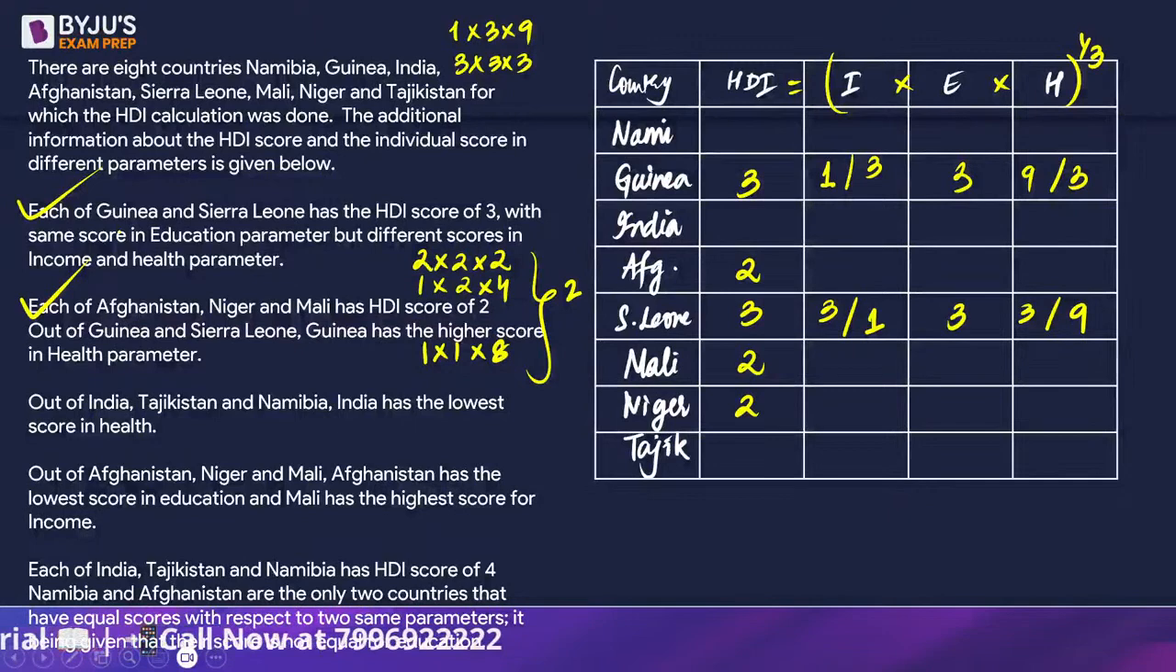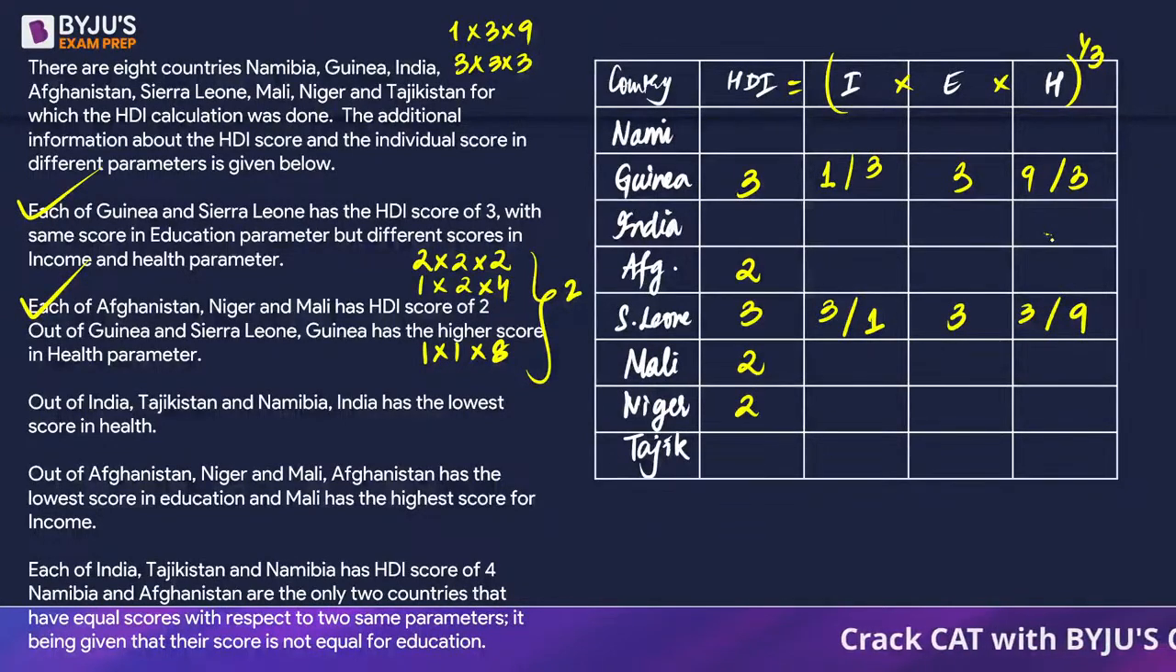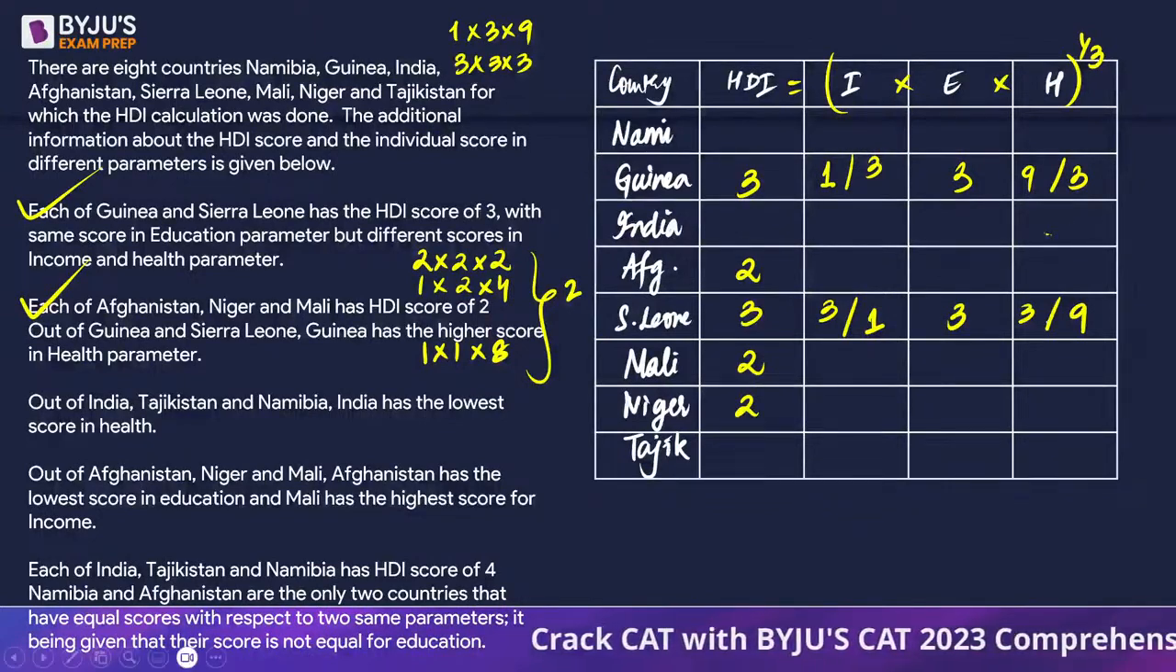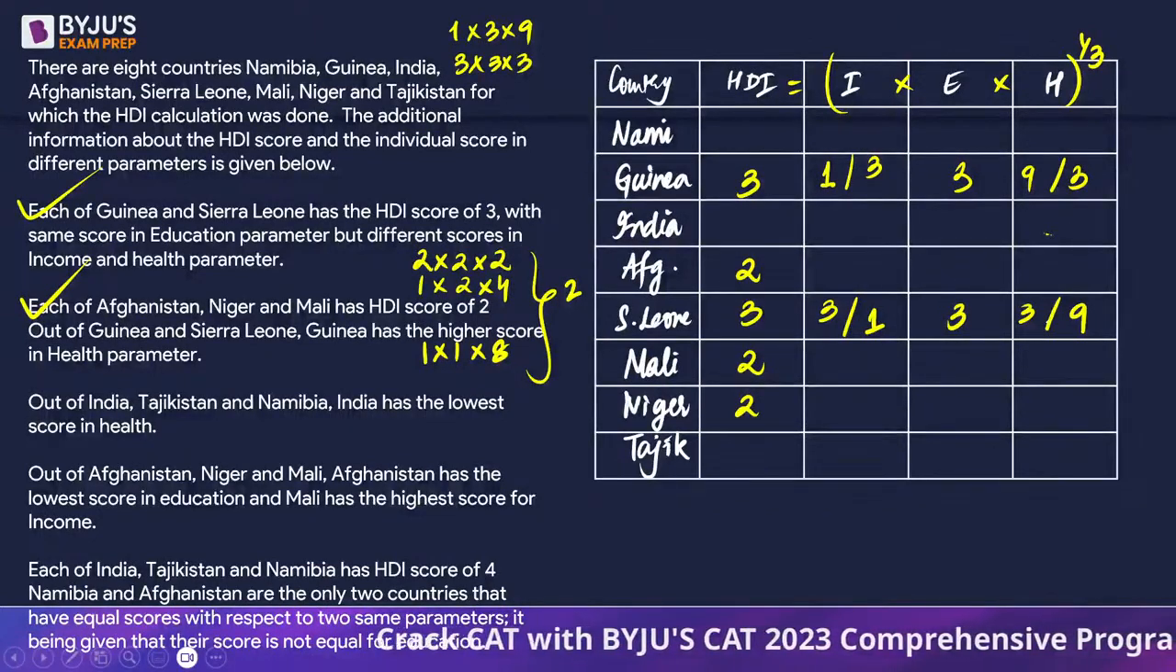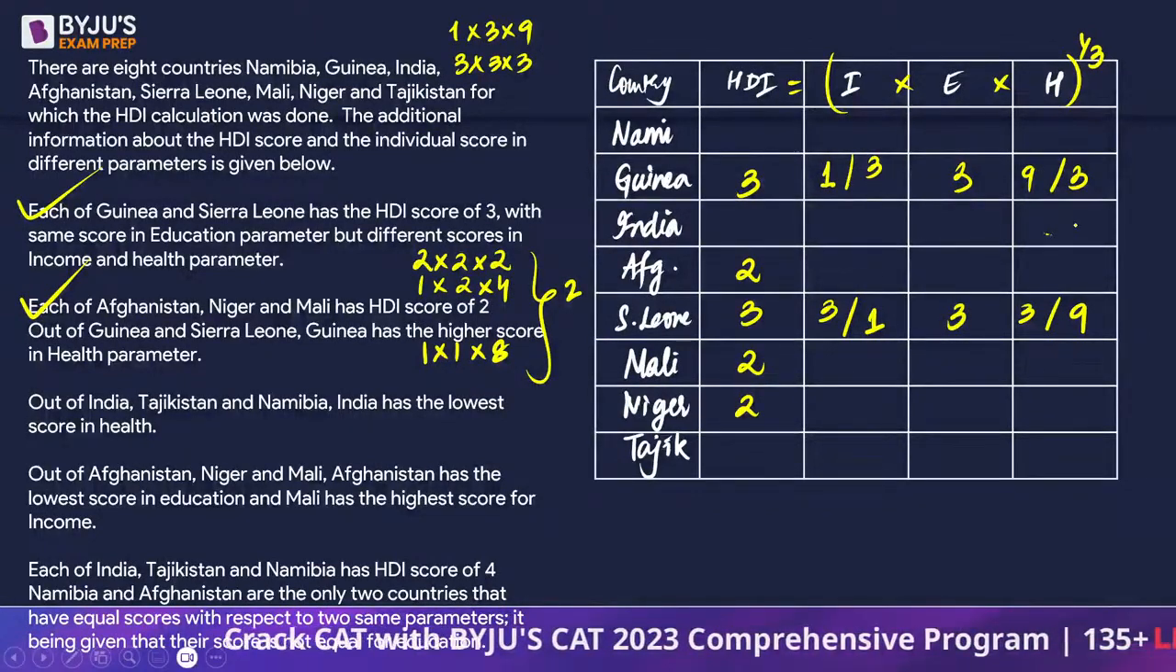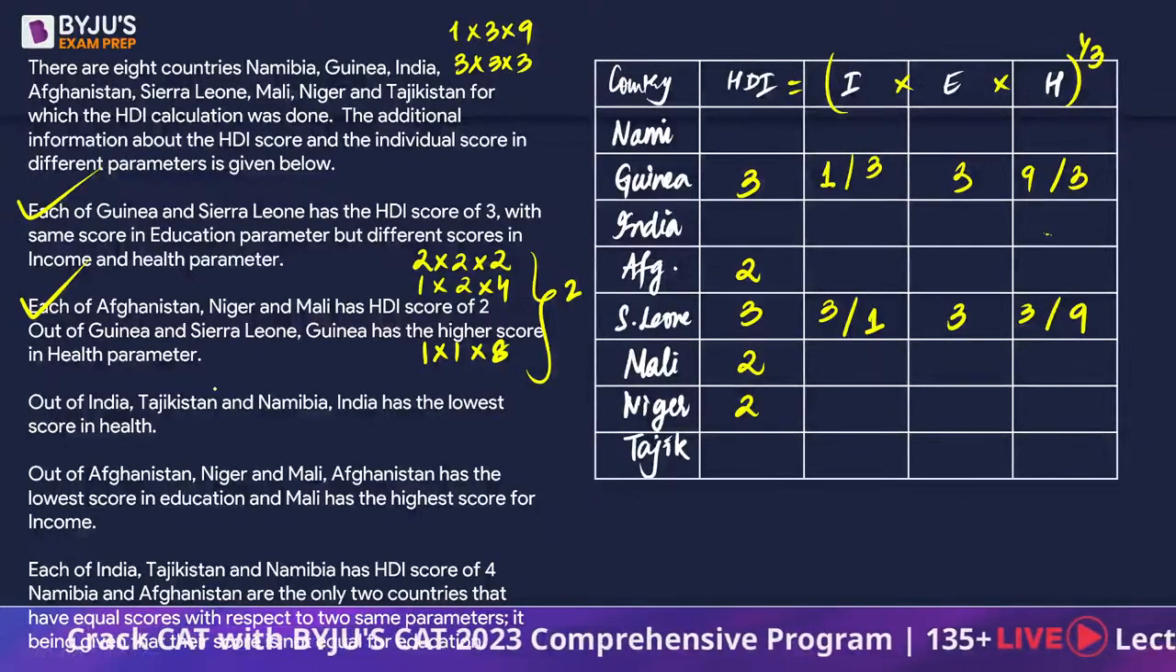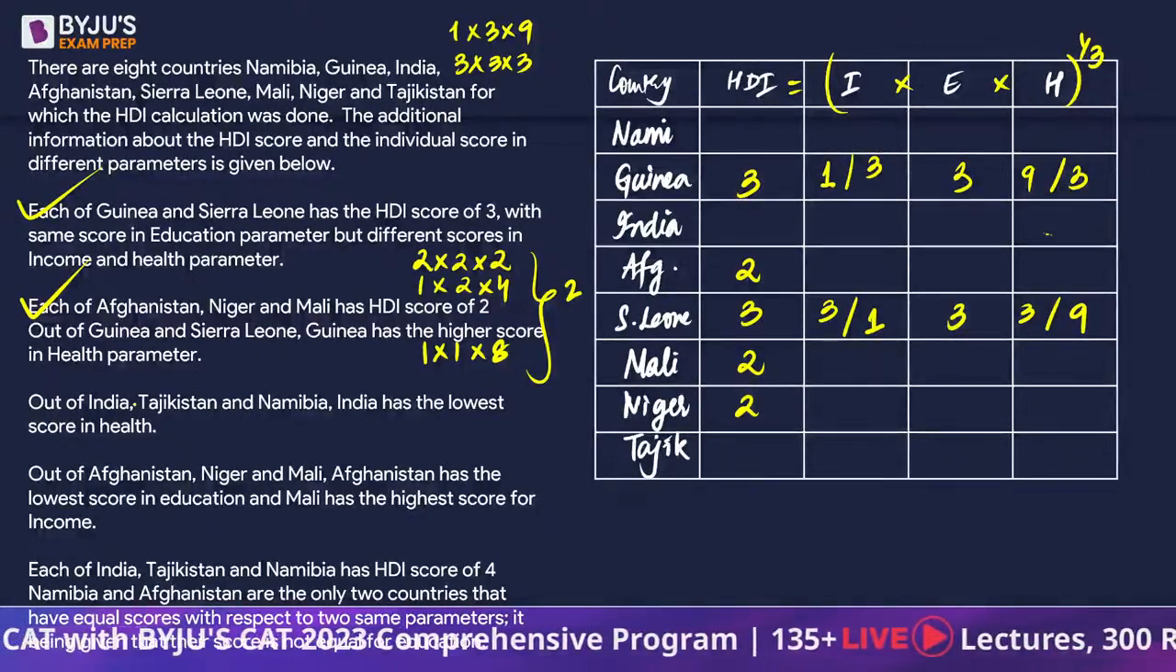Okay. Next, out of India, Tajikistan and Namibia, India has the lowest score in health. Okay, so we will remember this. India, Namibia and Tajikistan are the only 3 countries left, right? Jiska kuch SDI nahi likha hua hai. So this is the smallest amount between these 3, not overall. Okay, we really can't do anything about this statement, so let's ignore this.